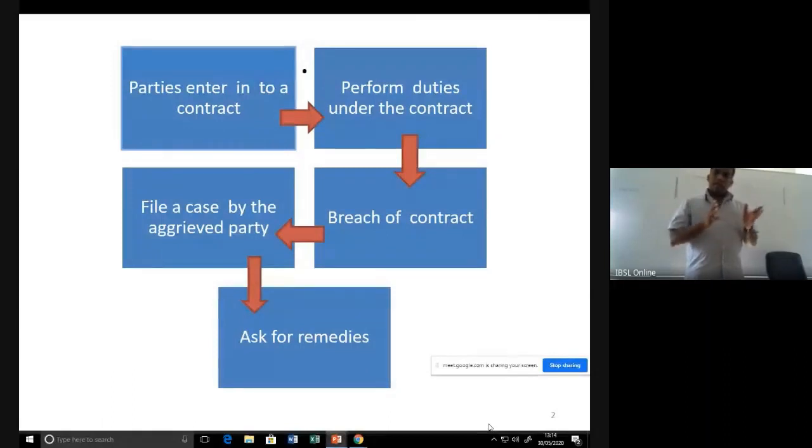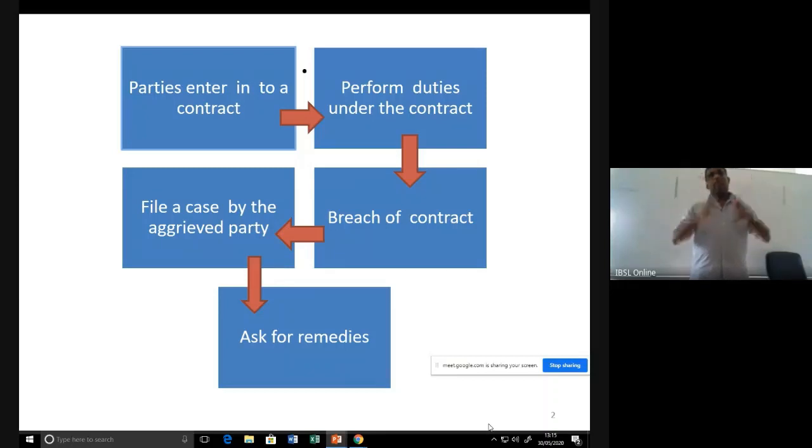So we'll take a simple, well-known contract. We'll take marriage. Marriage is a contract, right? So the first step, parties enter into a contract. A man and a woman enter into a marriage contract. That's the first step. Then I have put an arrow to your right-hand side. After parties enter into the contract, the second quadrant says parties have to perform their duties under the contract. That is the second step.